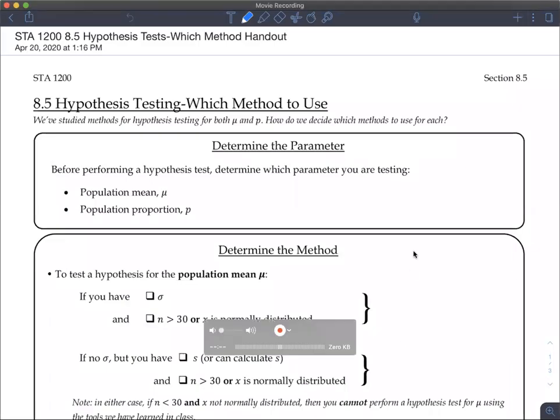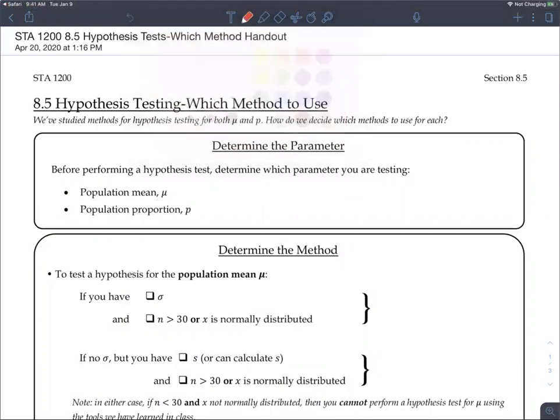All right, so this is figuring out which method to use when you're doing hypothesis testing. Remember the two different things that you can look at are mu and p, right? So the population mean or the population proportion. And remember that anytime you want to test a population mean mu, you're dealing with a quantitative variable.